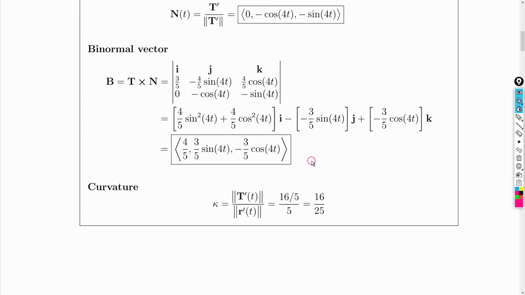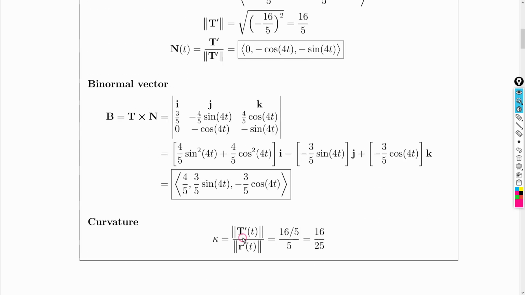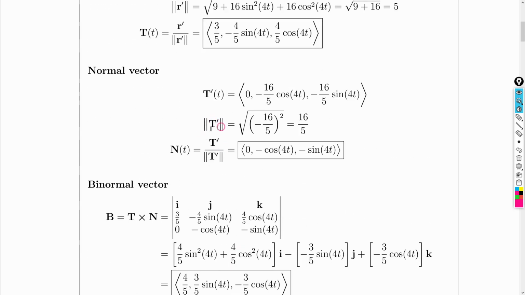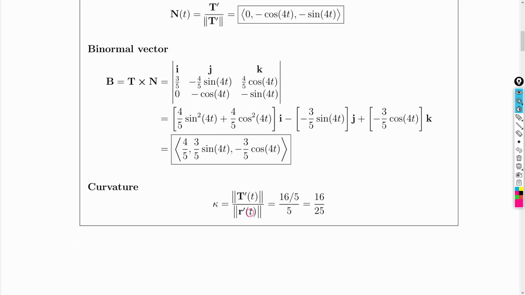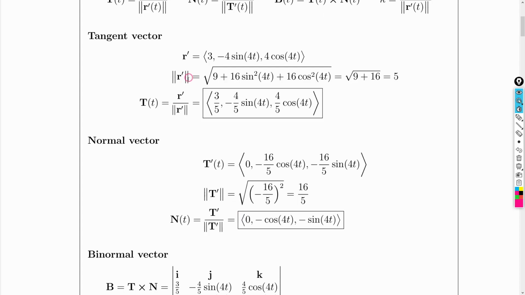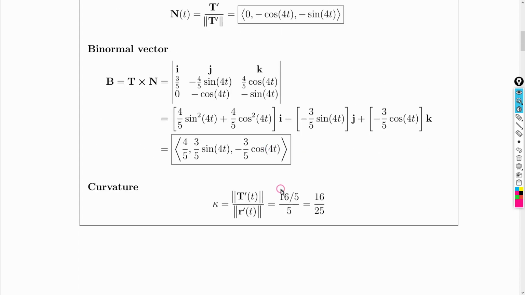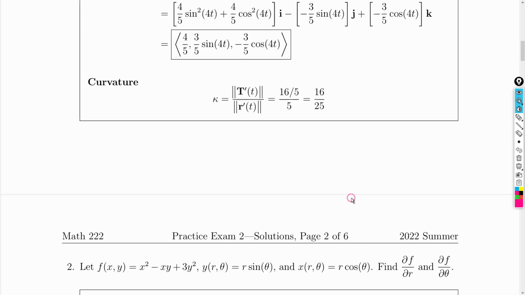So, then the last part of this problem is to compute the curvature, and it's convenient to use this formula. Looking above, we see that we computed the magnitude of T prime, 16 over 5, and we computed r prime early on. It's just 5, and so we can combine these together to get 16 over 25. Okay, that's number 1.